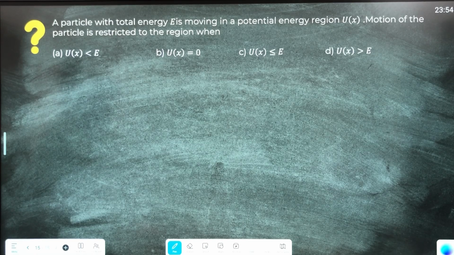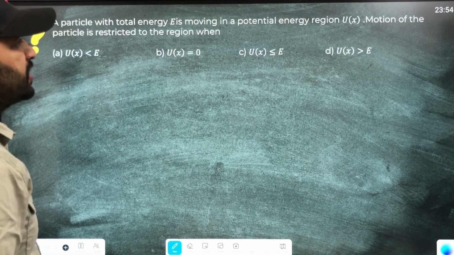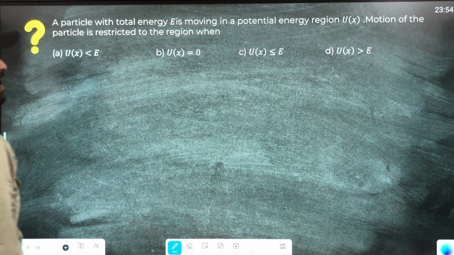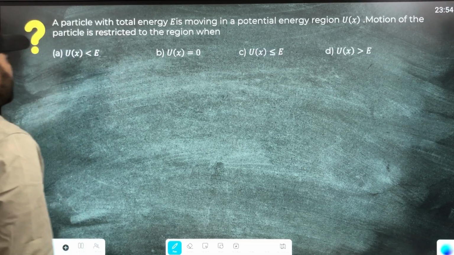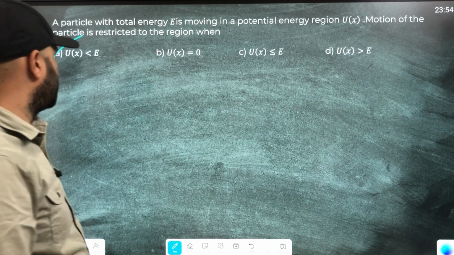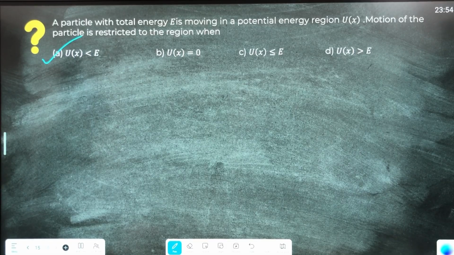A particle with total energy E is moving in a potential energy region U(x). Motion of the particle is restricted to the region where the potential energy is less than E, which is option A. Clear? This is our correct answer. So potential energy is less than E.